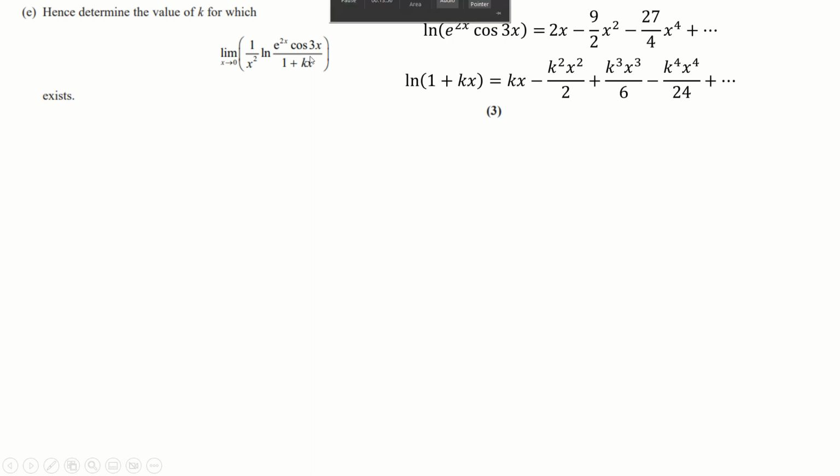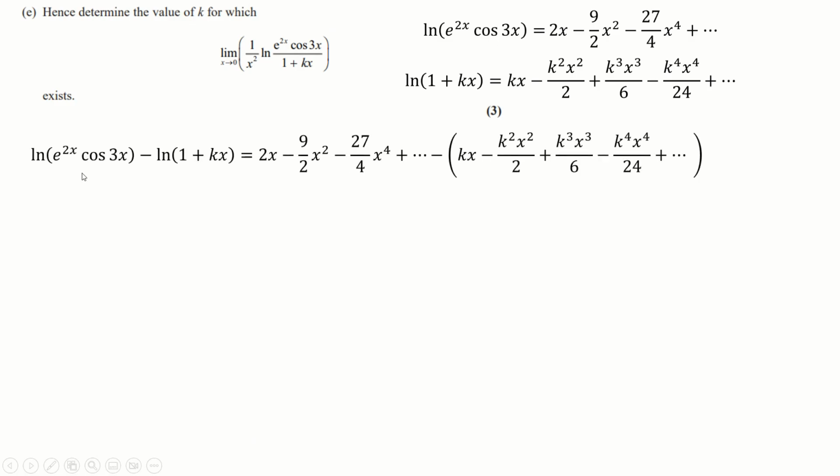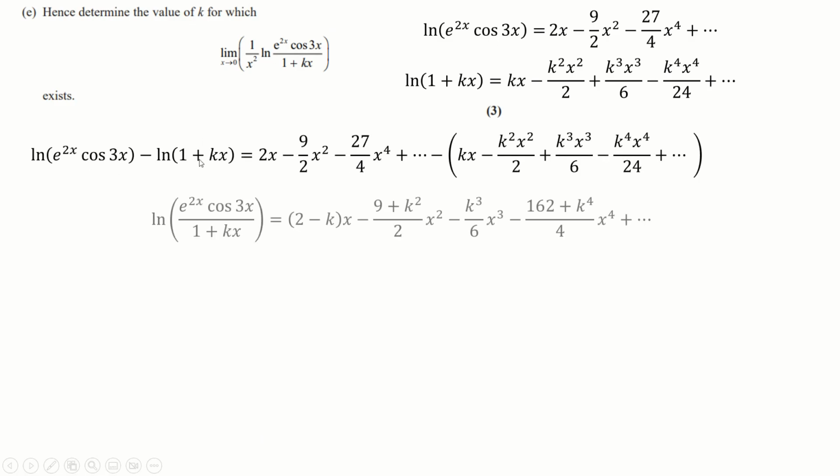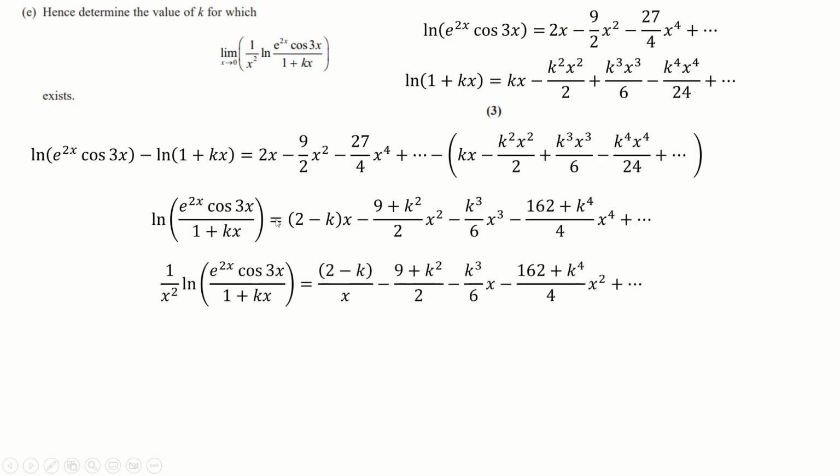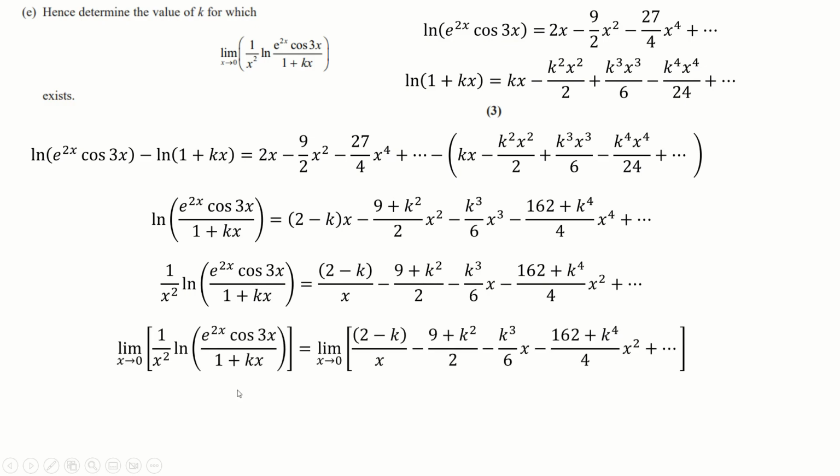Now, this is log of this thing over this thing. So if we subtract these 2 results, which gives us this minus this by log laws gives us log of this over this. So that becomes that. I've minused these by just combining the x's, the x squareds, and so on to make this. And just be careful of some minuses that happen in here. And now just divide everything by x squared, which makes this, and take the limit as x tends to 0, which will be the limit as x tends to 0 of all of this here.